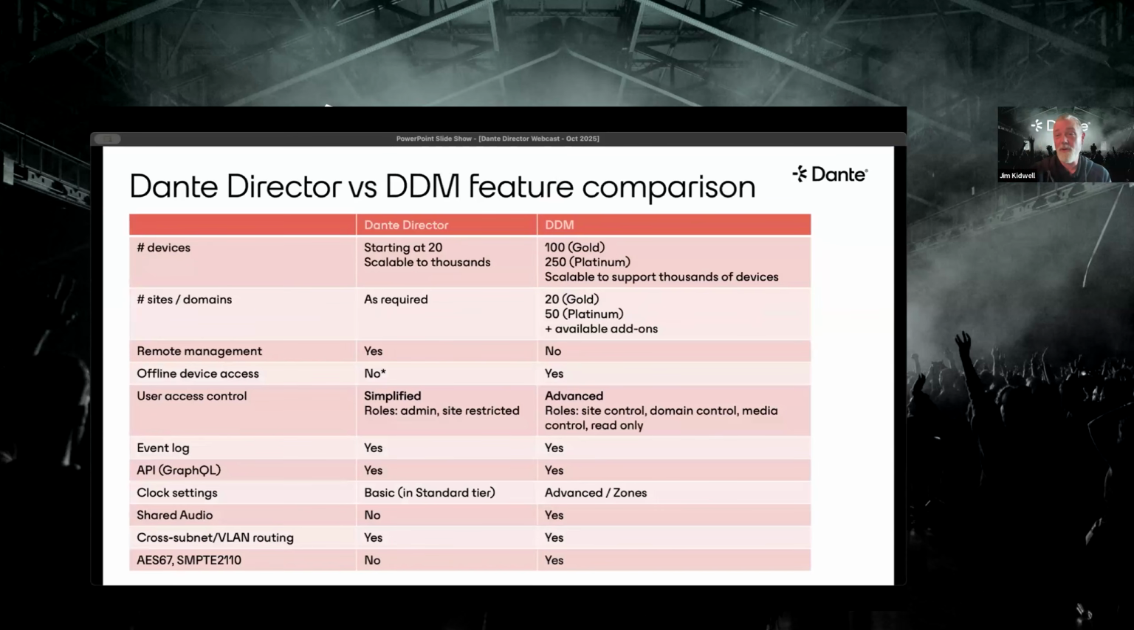Director may not be the right thing for you if you need an air gap network, and DDM's just fine. So we don't have a preference, whatever works best in your situation. But we're hoping that you'll give Dante Director a try. Again, free trials are available now, and credit card will soon not be required.